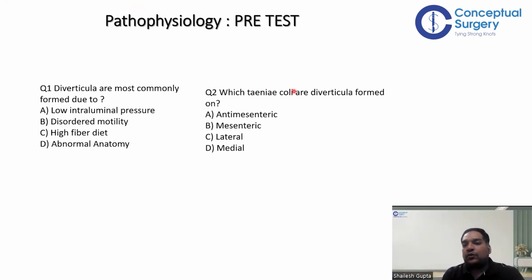Knowing the answer is not a bad thing. It is a good thing. We know what we need to now look for. So diverticula are most commonly formed due to low intraluminal pressure, disorder motility, high fiber diet, abnormal anatomy, right?